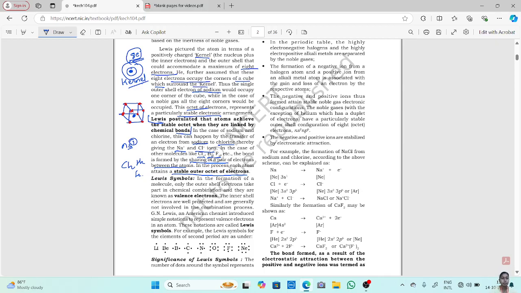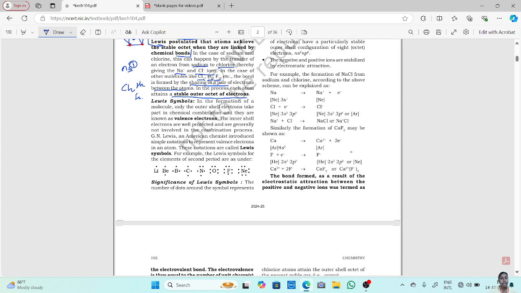Okay. Next we have the Lewis symbols. Now, in the formation of a molecule, only the outer shell electrons take part in the chemical combination, and they are known as valence electrons.